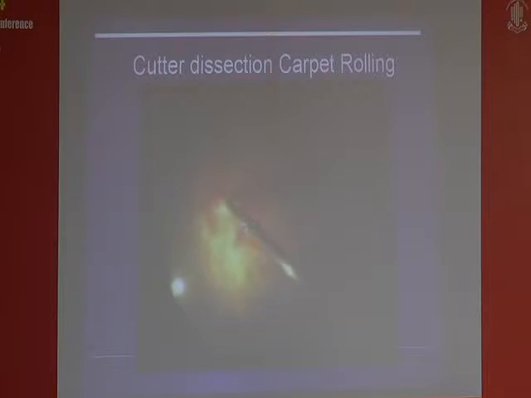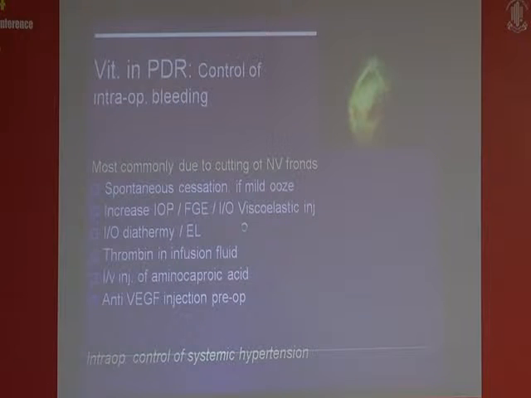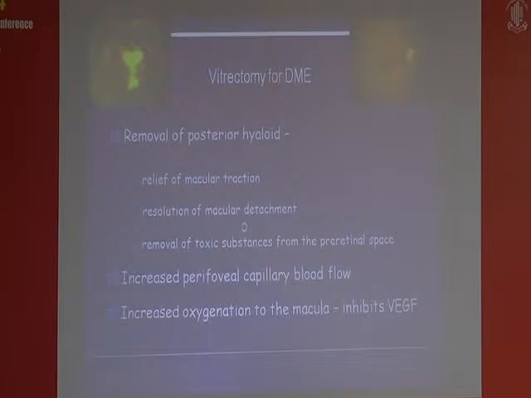Bleeding is quite less in these patients. And laser can be done. So the most common complication that we follow is the bleeding. Intraoperatively, some small bleeders may spontaneously cease. We may increase the intraocular pressure. We may use FGE. We may even use viscoelastics to reduce this bleeding. Sometimes diathermy or endolaser can be used. People have also described the infusion of thrombin, aminocaproic acid. And anyways, the pre-op anti-VEGF is again a very good tool in our hand.